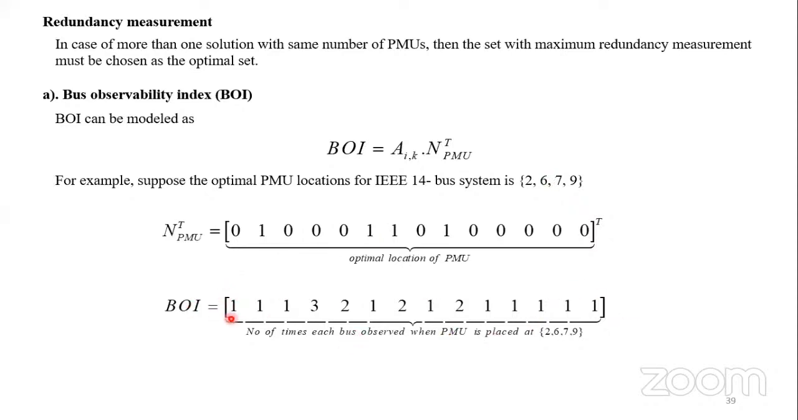So this BOI shows that after placing PMUs at 2, 6, 7, and 9, we will observe bus number 1 one time, bus number 2 one time, bus number 3 one time, and bus number 4 three times. Bus number 5 two times, bus number 6 one time, and so on. So if we install PMUs at 2, 6, 7, and 9, this is the best location. We can observe the whole IEEE 14 bus system. This is the meaning of the bus observability index.